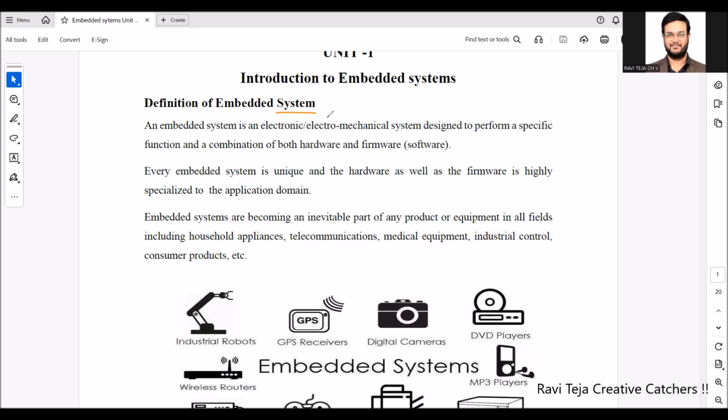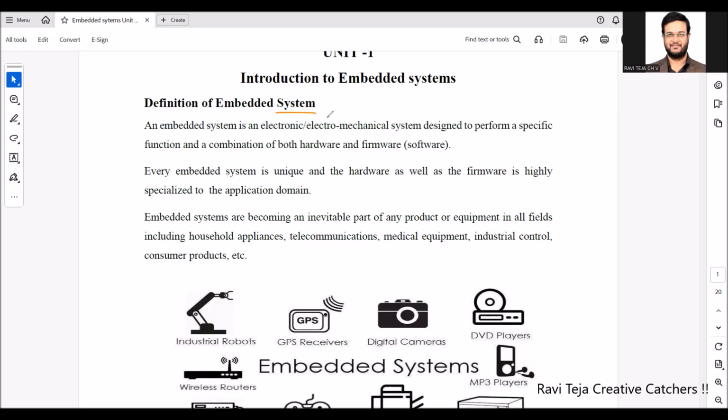Such that whenever an input is given, output is achieved. Input can be in the form of a switch, a sensor, or any kind of mechanism, and output can be achieved in the form of a display, moving a motor, or a light. Coming to the textbook definition, an embedded system is an electronic or electromechanical system designed to perform a specific function, and it is a combination of both hardware and software. What we need to focus on is that an embedded system is designed for a specific task only.